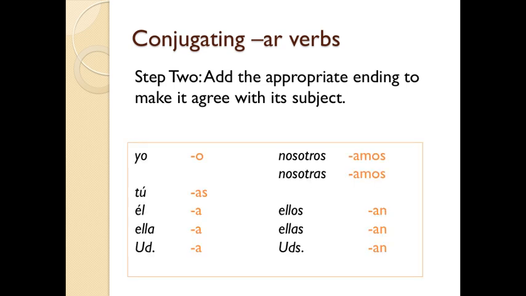And here they are. If you want to say I do something, you're going to take off the AR and add the letter O. If you're going to say you do something, tú, you're going to take off that AR and add as. Él means he, ella means she, usted is the formal way of saying you. Notice that all three of those share the same ending, and that ending is a. So your endings are o, as, a: I, you, he, she, or you formal. What we're going to do again is add those to the stem. We'll see that in just a moment.